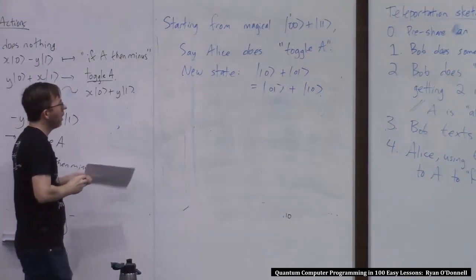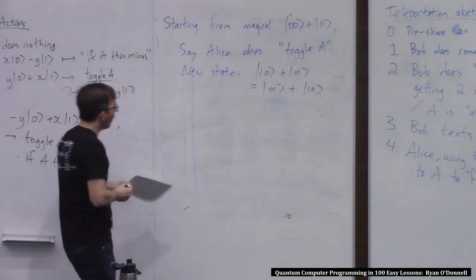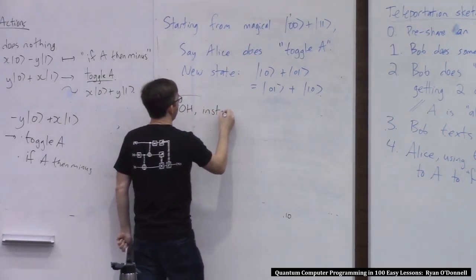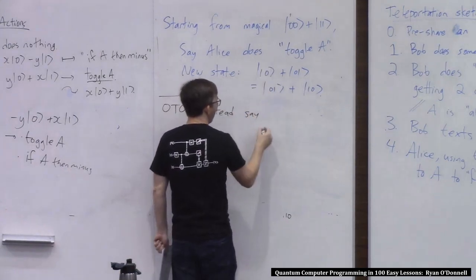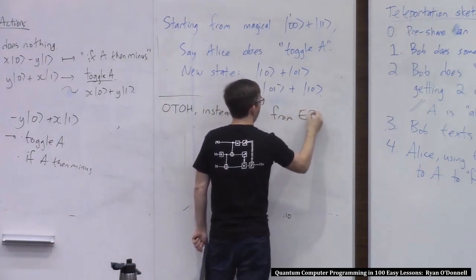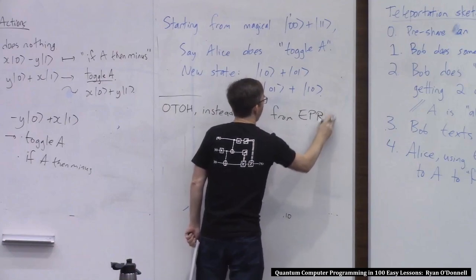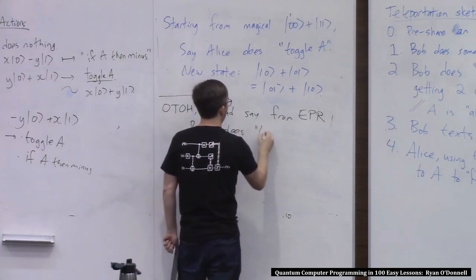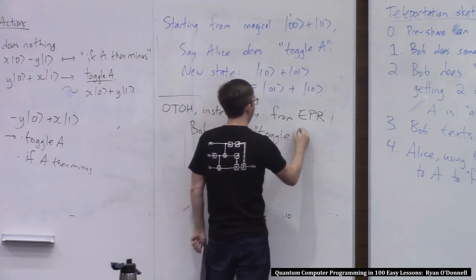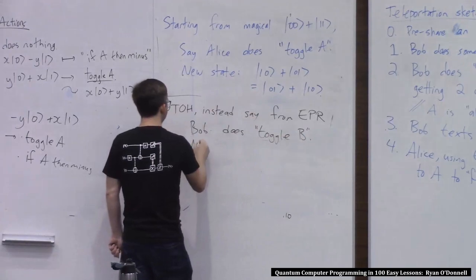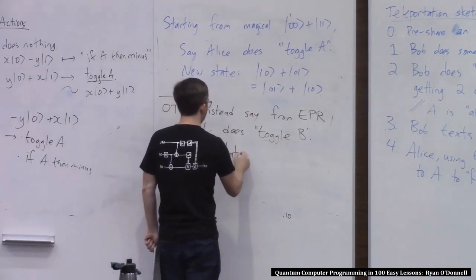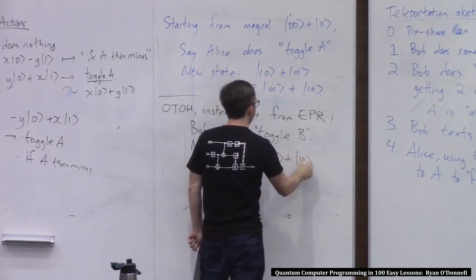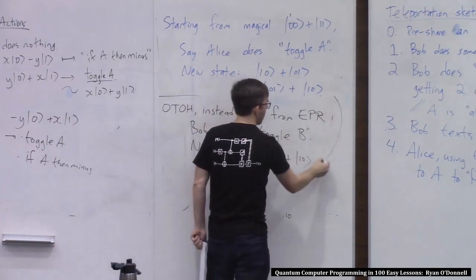Okay, now forget that for a moment and say, on the other hand, starting from EPR, Bob does toggle on his qubit. What's the new state? Well, this is also easy. Just toggle the second qubit, so it's 0,1 plus 1,0. Hey presto, these are the same.